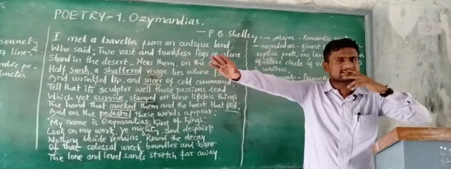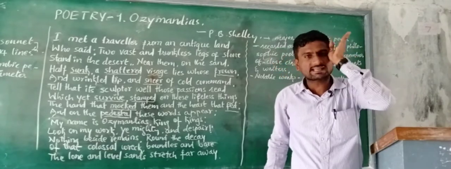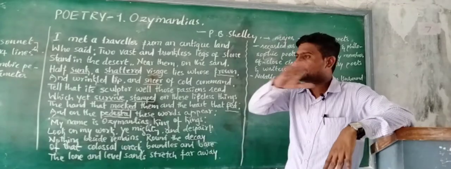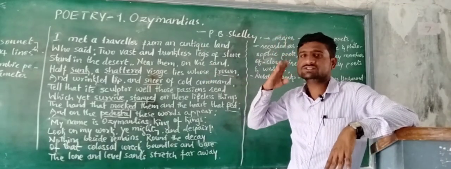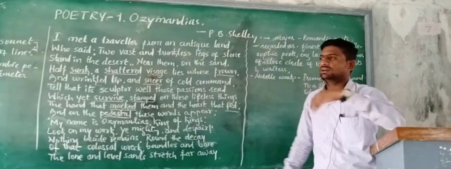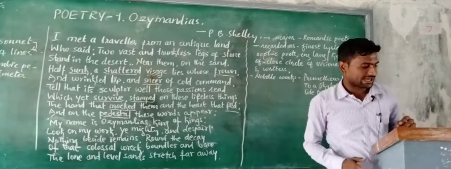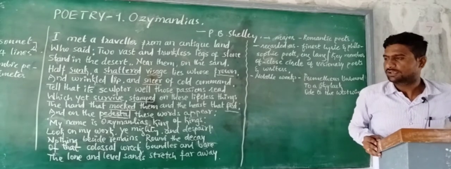Wherever you see in the desert, there is only sand, it looks level, and it stretches far away. Wherever you go, it is just sand stretching far away, and we can't see our past life in that sand. This is the beautiful explanation of the poet.